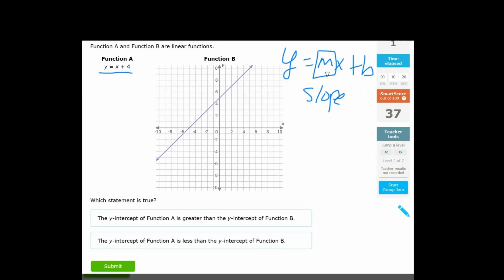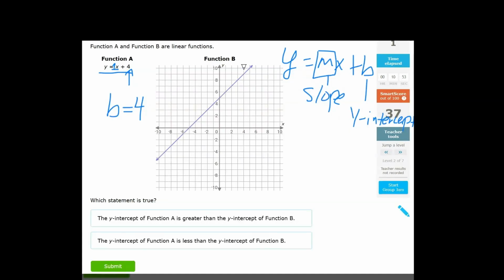And the b, that is your y-intercept. Okay? And so looking at our function a, right, we have a slope of 1 and a y-intercept of 4. Okay, so I'm going to keep note of the y-intercept, because that's what we're interested in.